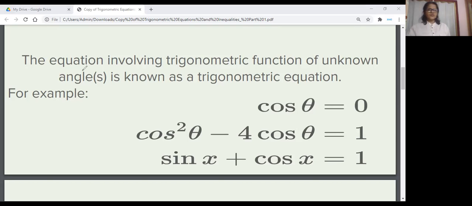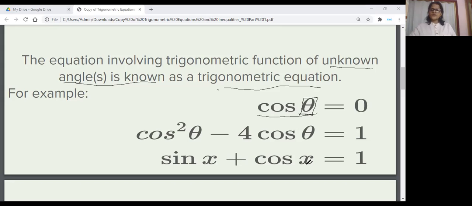In case of a trigonometric equation, we define it like this: an equation involving trigonometric functions of unknown angles is known as a trigo equation. For example, whenever we say cos theta equal to 0, we do not know what theta is. It means theta is unknown to us. So cosine of this unknown angle equals 0, right? Similarly, cos square theta minus 4 cos theta equal to 1. Again, we do not know the value of theta. So trigonometric functions of unknown angles, that is called a trigonometric equation.